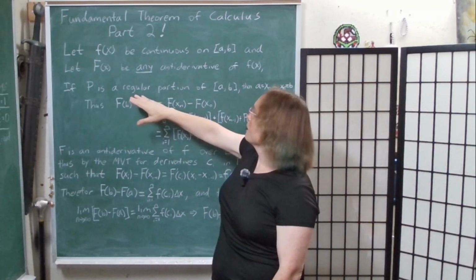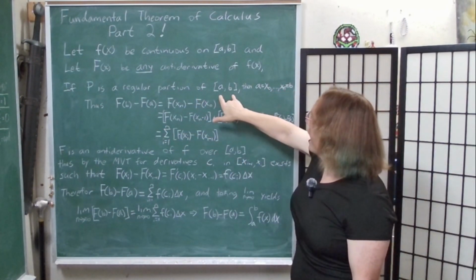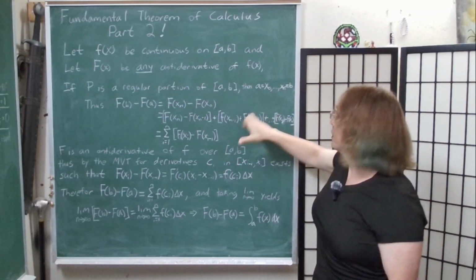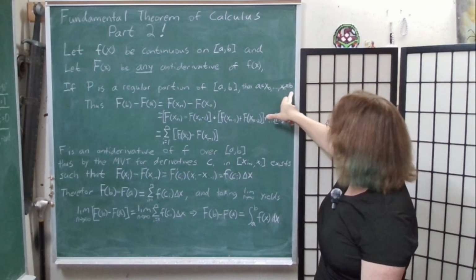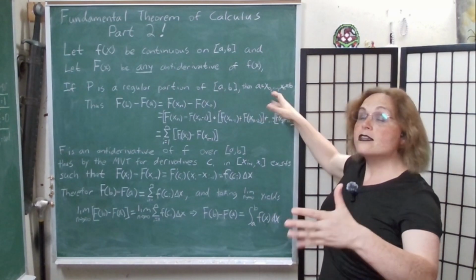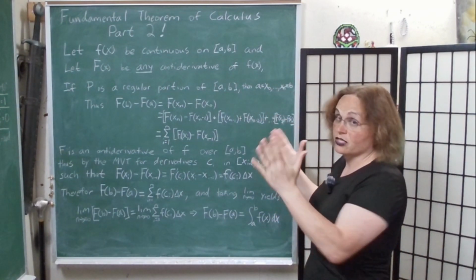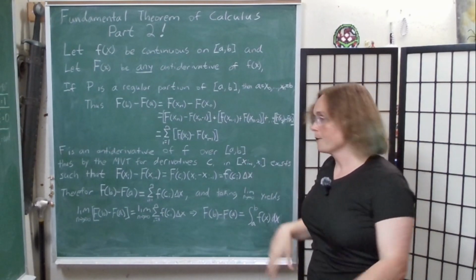So P is going to be any regular partition of [a, b], and specifically all that does for us, or what's important there, is that a is going to be equal to x naught, and b is going to be x of n, and this is going to be broken up into an equal number of partitions. Any number of them, it doesn't matter, right?